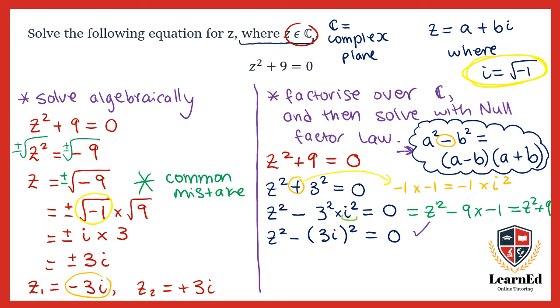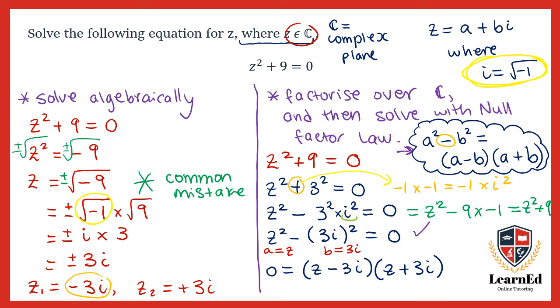Okay, so what we can do is imagine that a is equal to z and b is equal to 3i, according to the formula in this bubble that I've drawn. So all I have to do is substitute that into that rule. Instead of writing a squared minus b squared, we're going to write the one in brackets, a minus b. So a is z, b is 3i, and in the next bracket, a plus b, so z plus 3i.